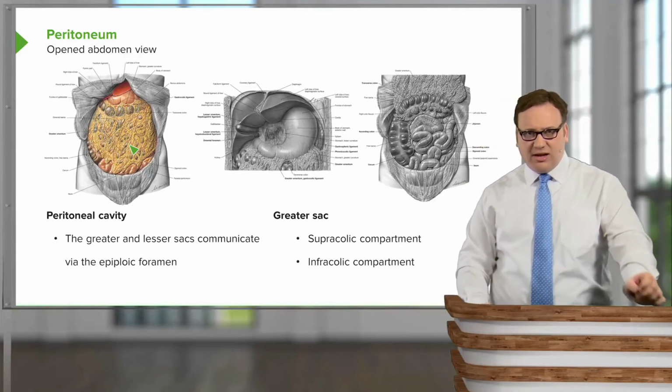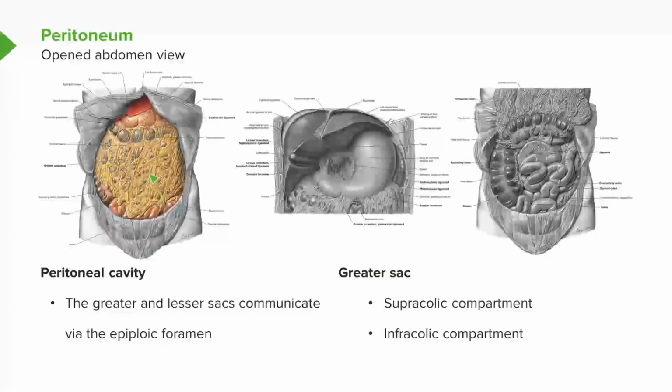That is the peritoneal cavity. We can divide the cavity into a greater sac and a lesser sac. And we can see the greater sac here. You open up the abdomen and the greater sac is what you see, and you can put your hand into it.